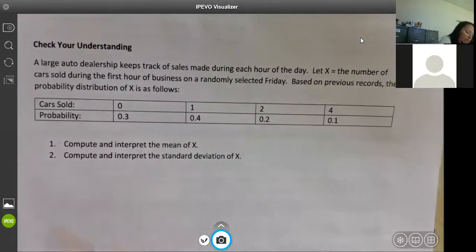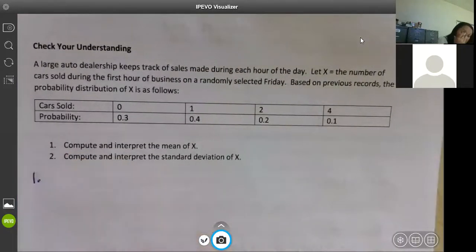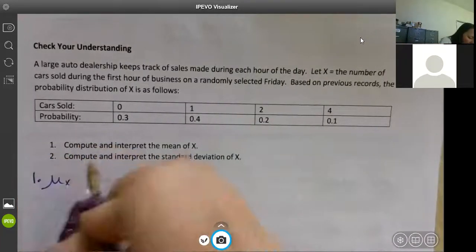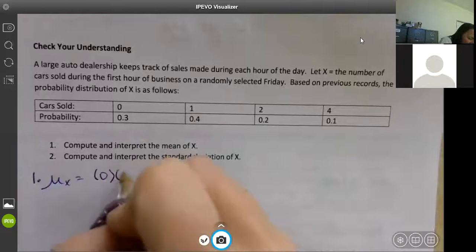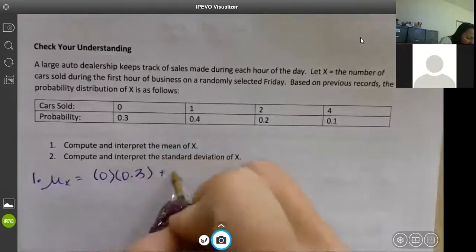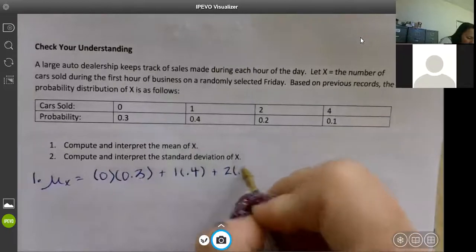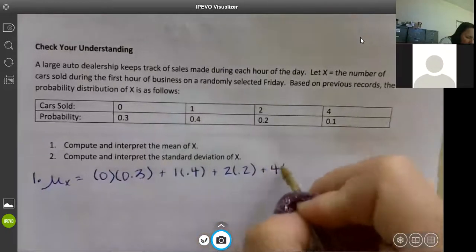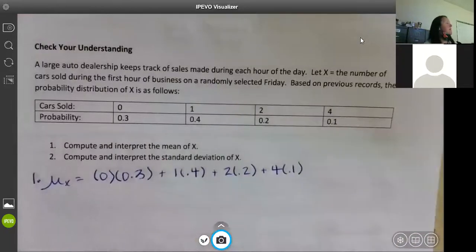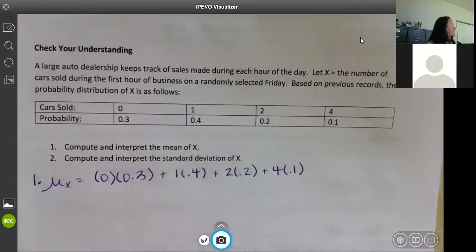So how did we do the mean by hand? We would do 0 times 0.3 plus 1 times 0.4 plus 2 times 0.2. And this one wouldn't be terrible, okay? So to give this one on the test for you to do by hand would not be terrible.